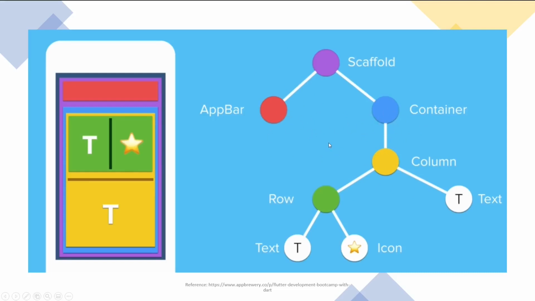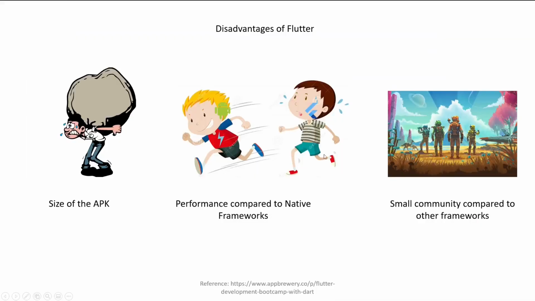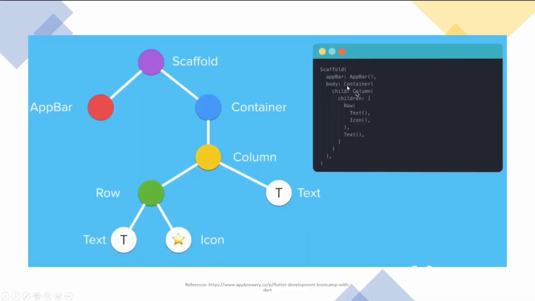The code corresponding to the tree is shown on the right side. You can see that the first part is a scaffold, which is this scaffold, and we have an app bar, which is this app bar, and the container. So yeah, now you got it right. The code is like a tree which is tilted onto the side. By the indentation you can classify which is the child of which widget.